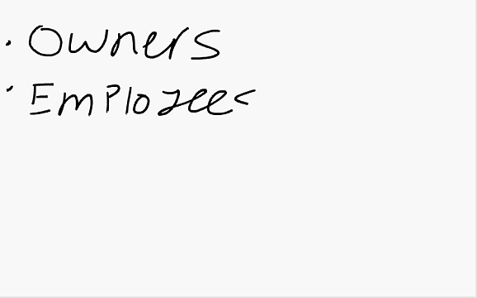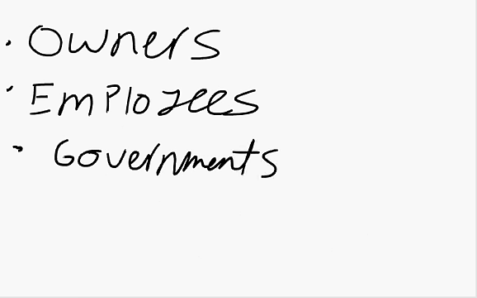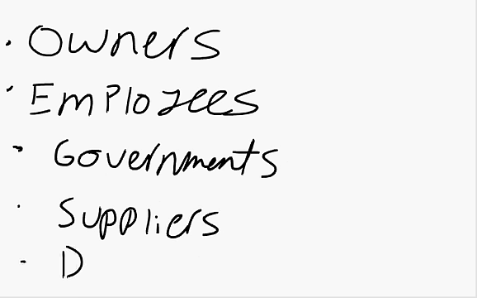Okay, so now moving on, we're going to be looking at examples of stakeholders. It's really dead simple. You just have to think of anyone who is affected by business. So those can be the owners of the business, they can be employees, they can be governments, and they can even be people like suppliers and distributors.